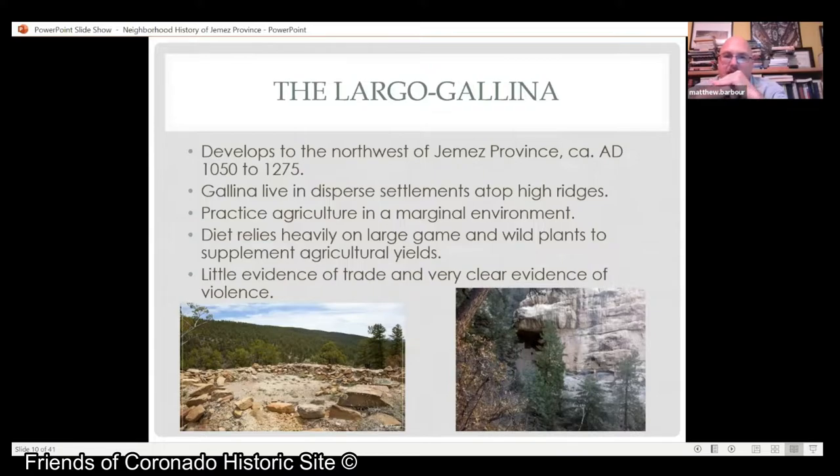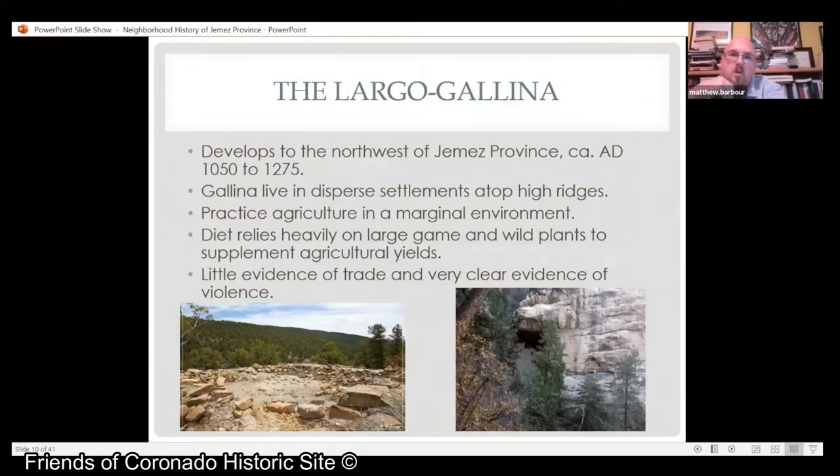The Guayna lived in dispersed settlements, high atop ridges. They practiced agriculture in a really marginal environment, which is going to become a theme of the later Jemez people. They live on these hogbacks, these really narrow ridges. In Largo Guayna, if you want to put yourself into a mental footnote, it's north of Cuba. Most of the cultural expression, though there are some sites right in the Cuba area, is in that area just north of Cuba, where these sites are actually coming from.